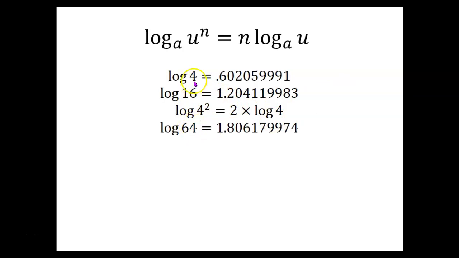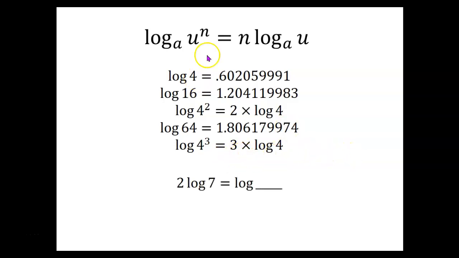And what about the log of 64? That is the log of 4 to the third power. Well, it is 3 times the log of 4. It's 1.8061799974. So the log of 4 to the third power is 3 times the log of 4. So in general, the log of something to a power is equal to the power times the log of the something. And vice versa. All of these go both ways, and sometimes they're useful in one direction and sometimes they're useful in the other direction.